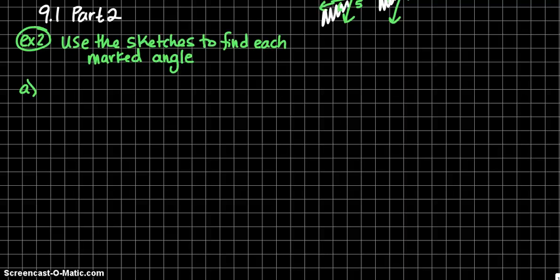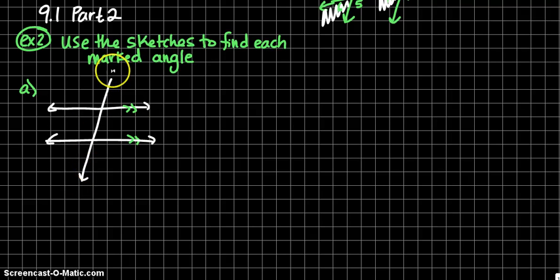All right, we're continuing 9.1 part 2, and we're still going to be talking about parallel lines cut by a transversal. Now when we're finding missing angles, it's just going to be a little bit more complicated. Let me show you what I mean. I've got two parallel lines going this way, and then here's my transversal.